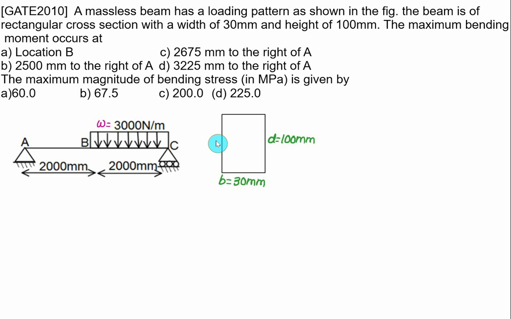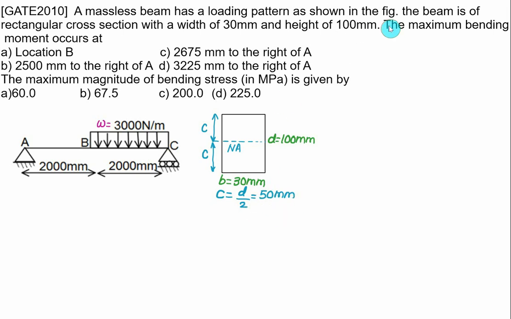So for this rectangular beam the neutral axis is exactly at D by 2, and the maximum value of the bending stress will occur either at the top fiber or at the bottom fiber. So this value is equal to C, and the value of C is the same as D by 2. C is nothing but the distance of the top fiber or bottom fiber, whichever is maximum. This time both fibers are equidistant. So 100 by 2 is equal to 50 mm.